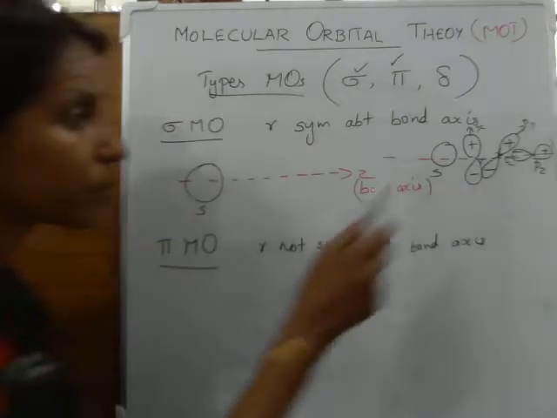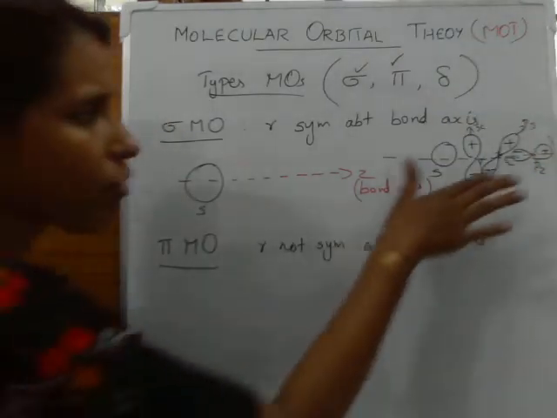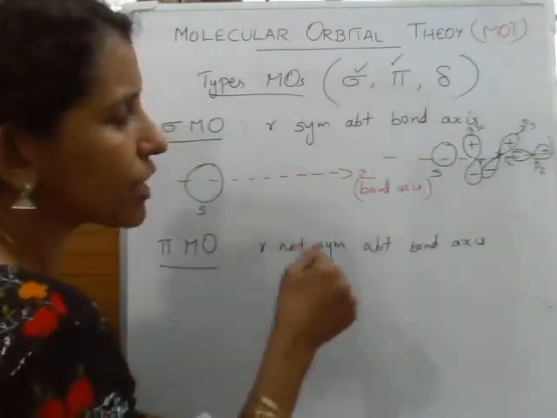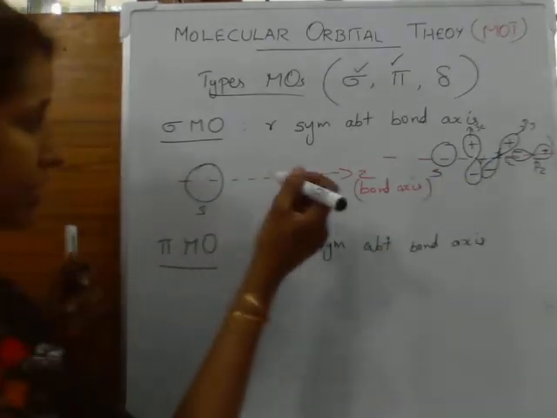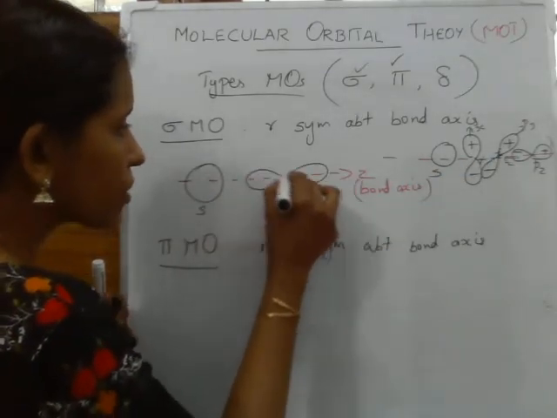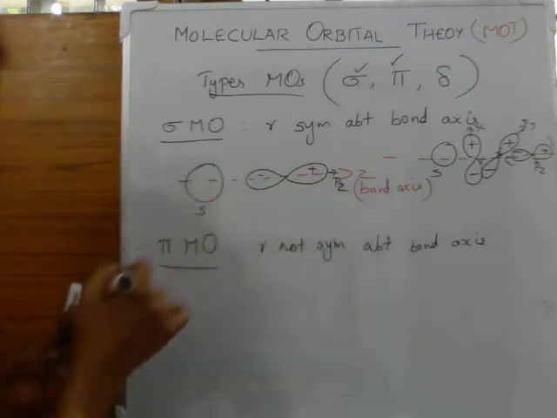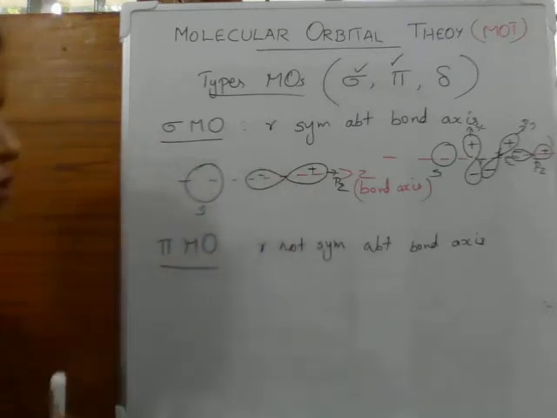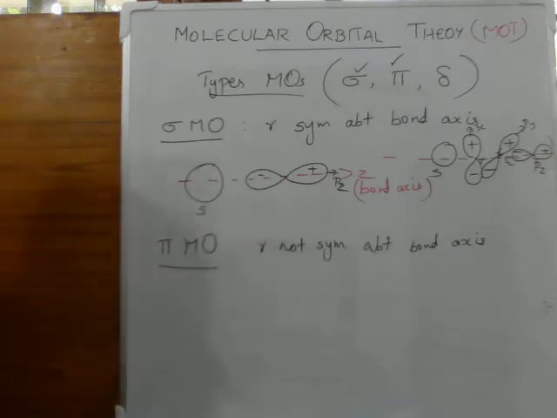But the pz atomic orbital is symmetric about the bond axis. Means around the bond axis, above and below the bond axis, we have identical halves. That means the pz atomic orbital is symmetric about the bond axis. So the combination of pz atomic orbitals also results in sigma molecular orbital. S orbital and pz atomic orbitals, when combined, give a sigma molecular orbital.